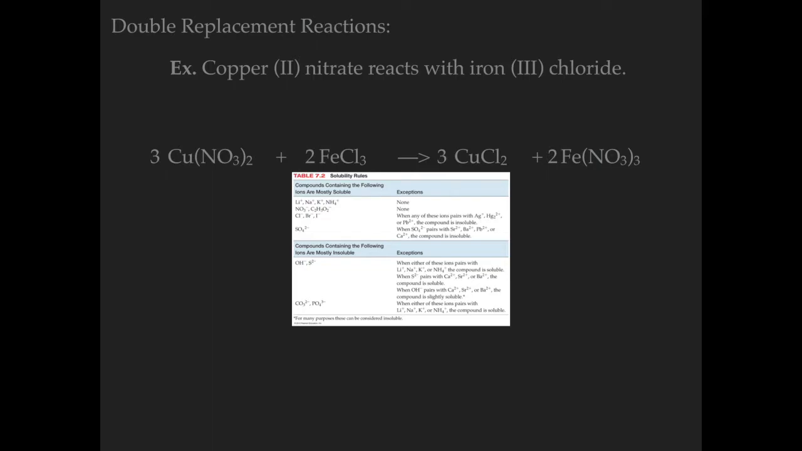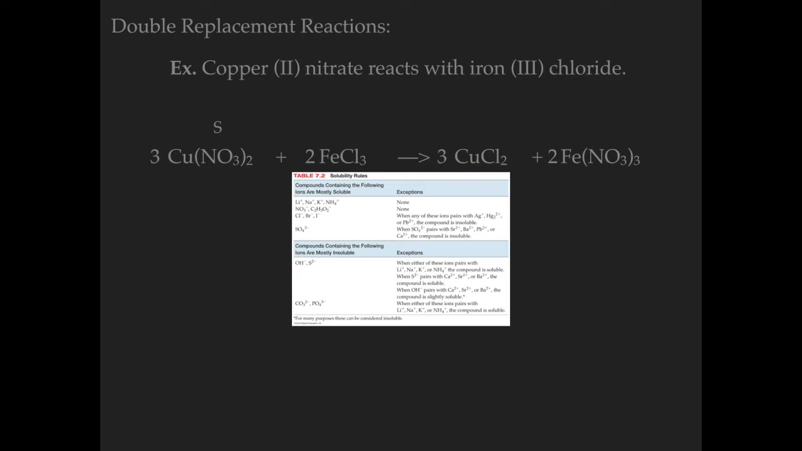Okay? So for example, if I look at copper nitrate, I look and see nitrate. All right, I look at my table and it says for nitrates, NO3-, that compounds containing the following ions are mostly soluble. Nitrate is one of those. But notice it has no exceptions, which means nitrate is always soluble. So I'm going to write soluble on top of that, because I'll use that information in just a second.